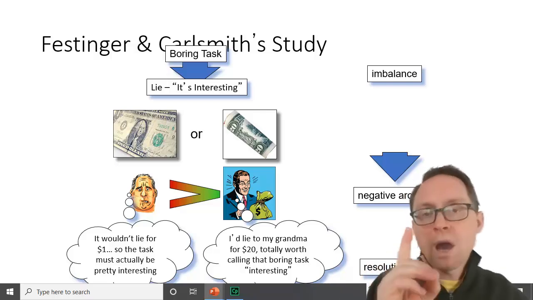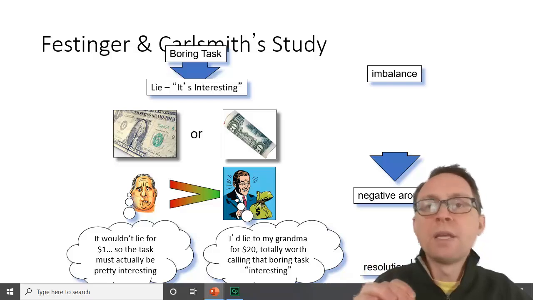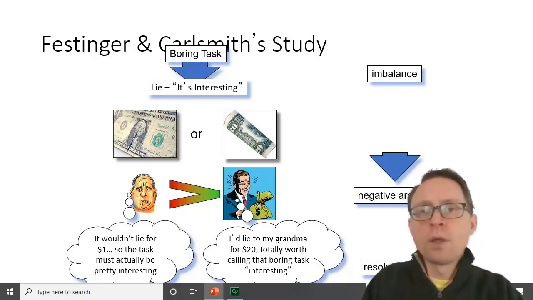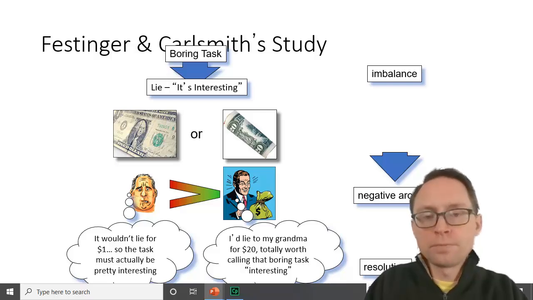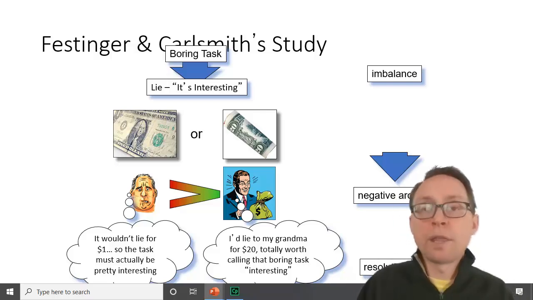The people who were paid $1 liked the boring task significantly more than the people who were paid $20. The reason why is because they were able to resolve the dissonance by liking the task. That way it was not as much of a lie. However, the people who were paid $20 resolved the dissonance with the money. The money resolved the dissonance for them. The people who were paid $1 resolved their dissonance by liking the task more. The people who were paid $20 resolved their dissonance by being paid $20.